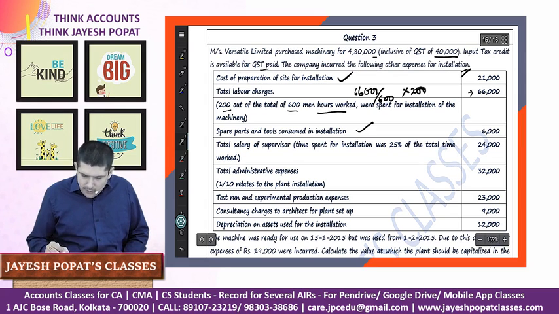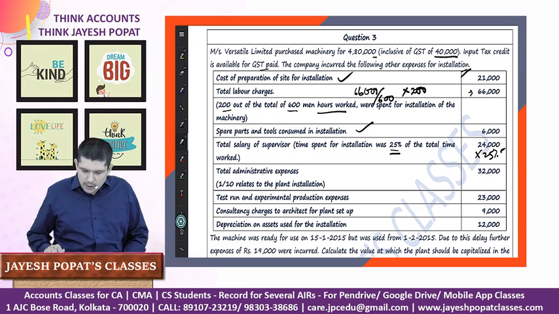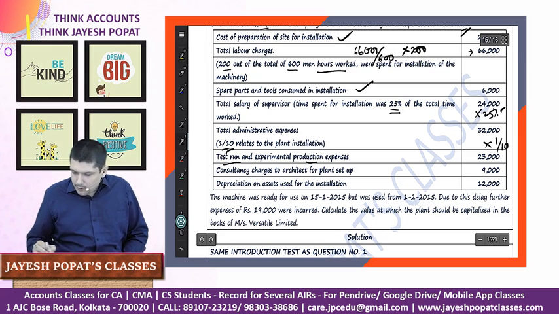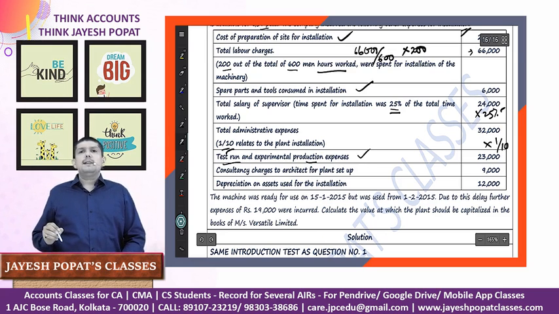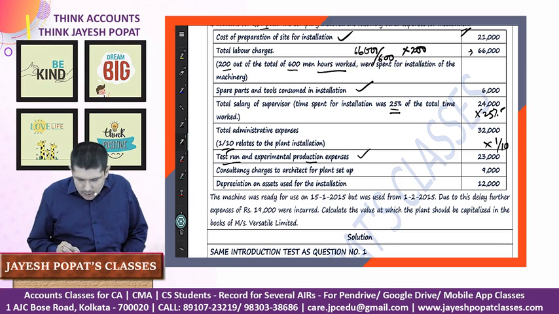Spare parts consumed will be taken. Total salary of supervisor is so much. Time spent is 25% of total time. So out of this only 25% will be attributable to this particular asset. Administrative expenses so much. 1/10 relate to plant installation. So 1/10 of this will be treated as our cost. Test run and experimental production, we have seen that test run cost will be considered as the cost of the item of PPE. Consultation charges to architect for plant setup will be considered.